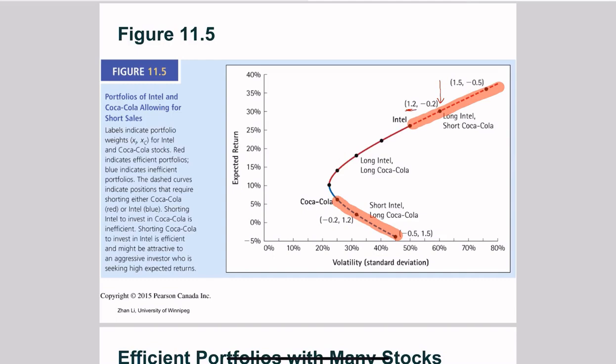And a very basic result is, again, if you add up the portfolio weight on Intel and the portfolio weight on Coca-Cola, they should be equal to 1, right? So this is a useful check when you're solving problems. You want to make sure that when there is a short sale, still the sum of all portfolio weights should be 1.